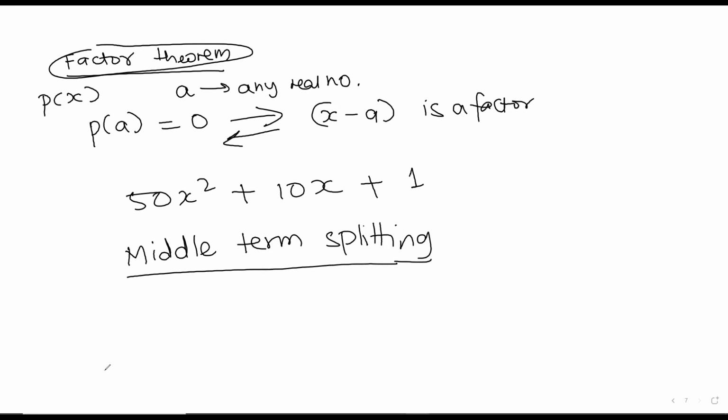Ma'am, as you gave the example over here, 15x squared plus 10x plus 1, when we do the middle term splitting, the answer will be 15x squared plus 5x plus 5x plus 1. And how did you split this into 5x plus 5x? Was there a reason behind it? Yes, ma'am, but I can't explain like that. I don't know how to explain it. Okay, no problem.